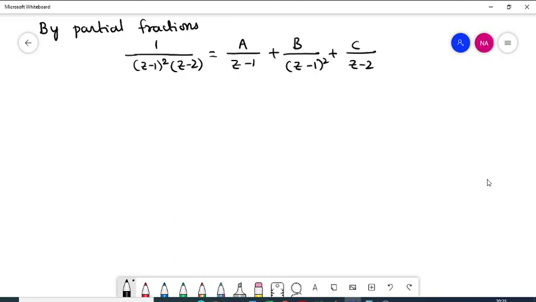I will directly write the values of a, b, c. You have to get a to be minus 1, b to be minus 1, c to be plus 1. So this becomes actually 1 divided by z minus 1 whole square into z minus 2 equal to minus 1 by z minus 1 minus 1 by z minus 1 whole square plus 1 by z minus 2.